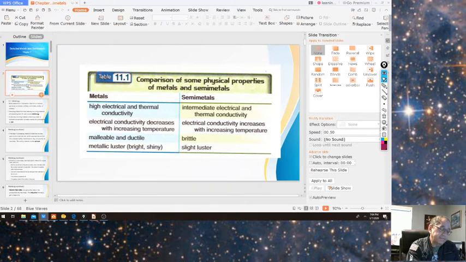Table 11.1. Know about that. The characteristics of metals and semi-metals. They may show up a few more other times, but that's really it. It's all on that chart.